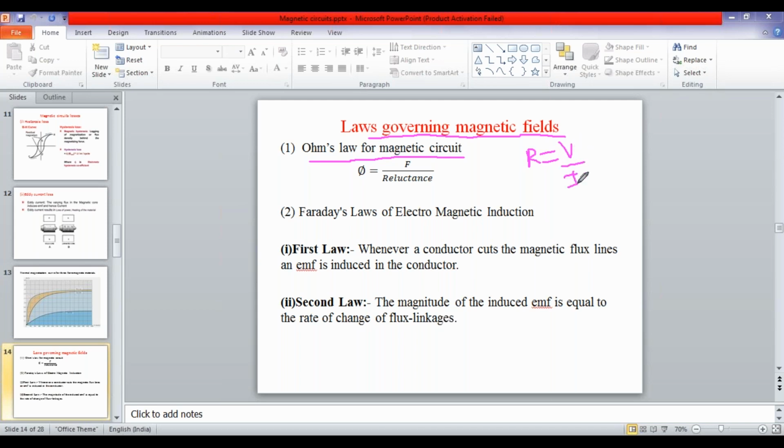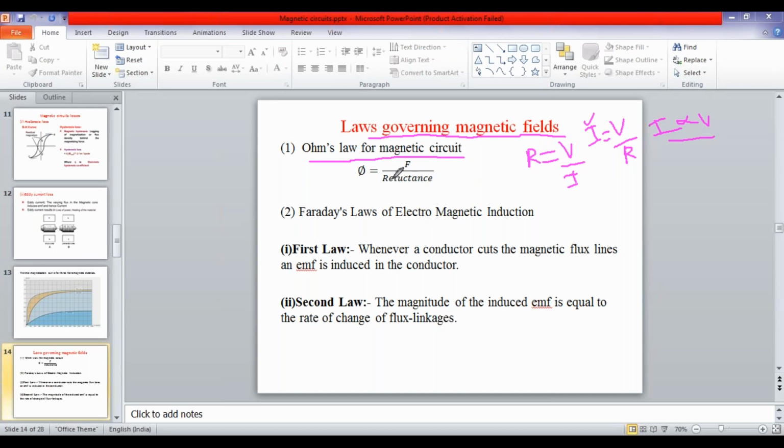V by I. Or in other words, we can say that I is equal to V by R in electrical circuits. Now the statement of Ohm's law in the electrical circuit is that the current passing through a conductor is directly proportional to its applied potential V at constant temperature. I is proportional to V.